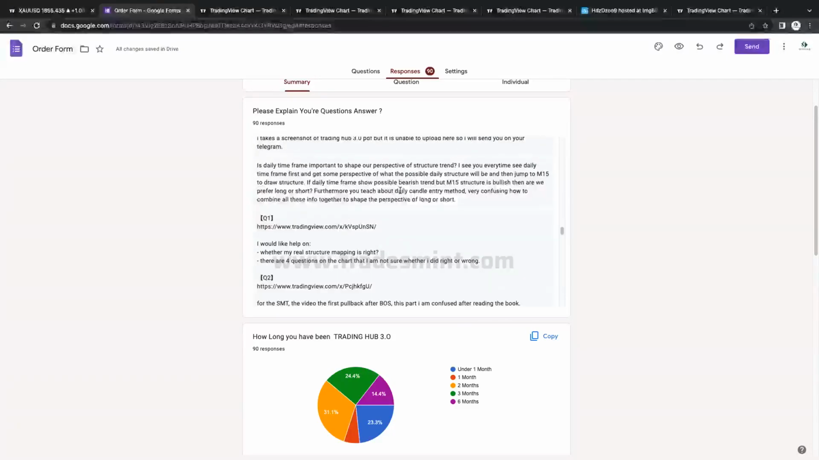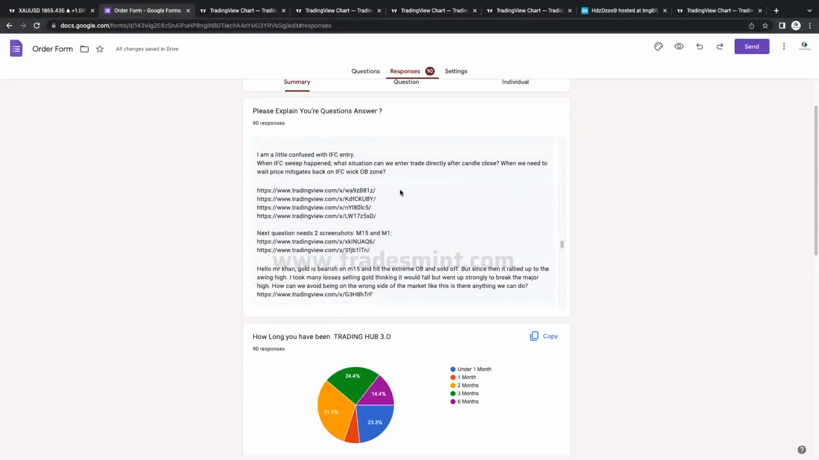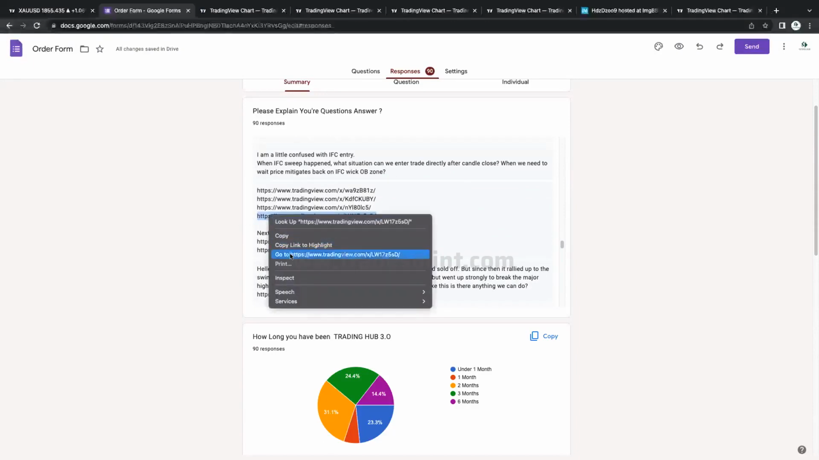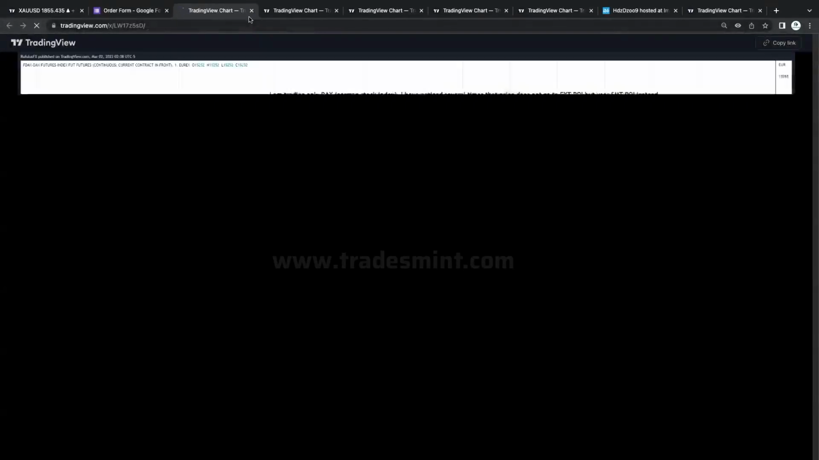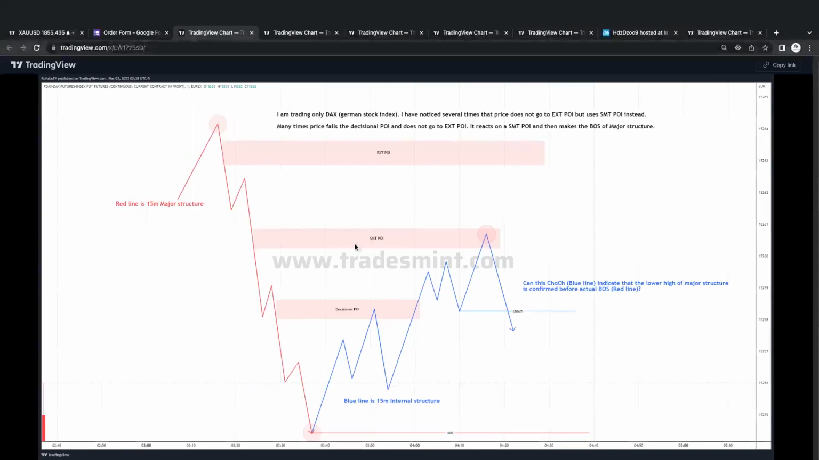Where is the question? Yeah, okay. Blue line is a 15-minute structure, internal structure. Decisional PY failed. Okay, can be chop. Yes, sir, this can be a chop.